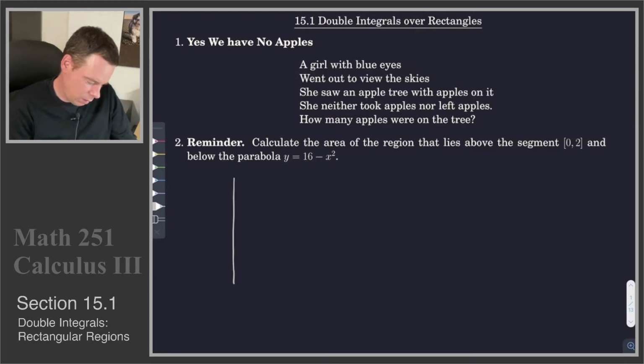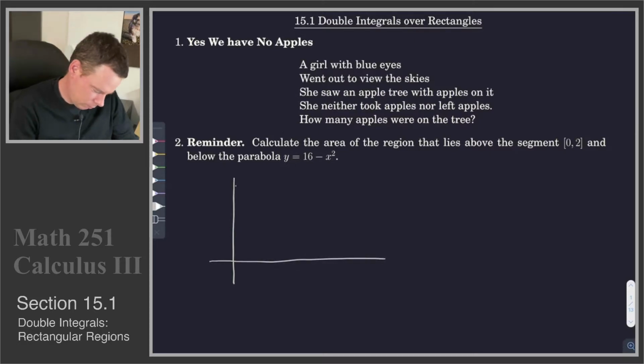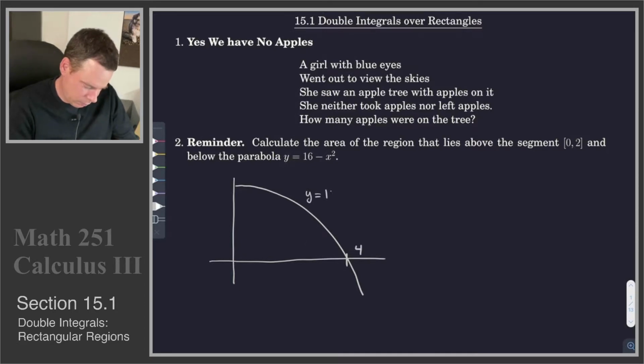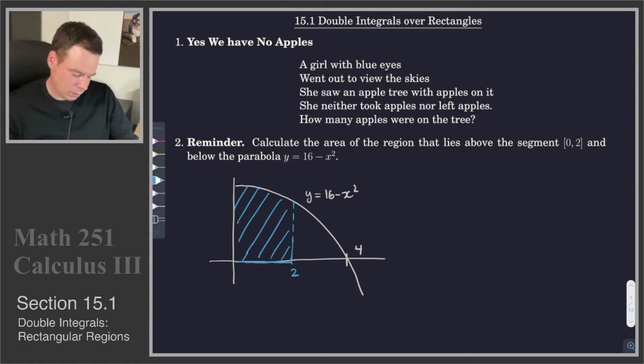So what we're interested in here is we want to calculate the area of the region that lies above the line segment 0, 2 and below the parabola. So we have a parabola that looks something like this, crosses at x equals 4, that's y equals 16 minus x squared, and we are interested in the line segment between 0 and 2 and finding the area underneath the parabola and above the x-axis. So that's the area we want to find.